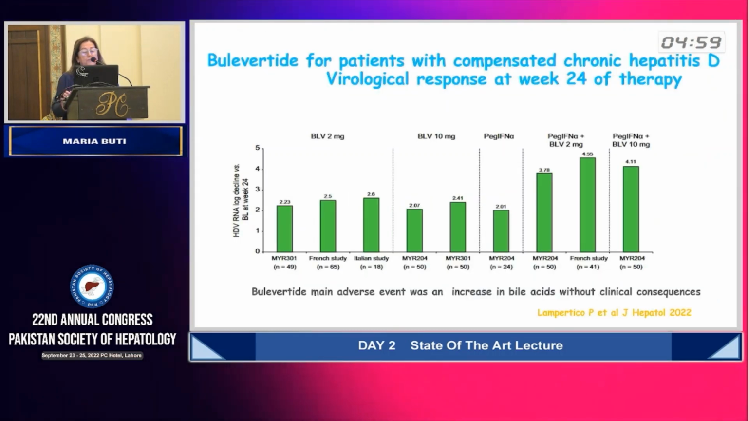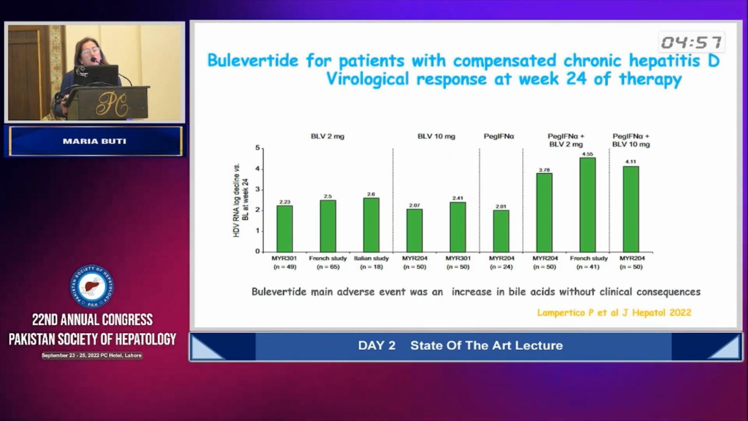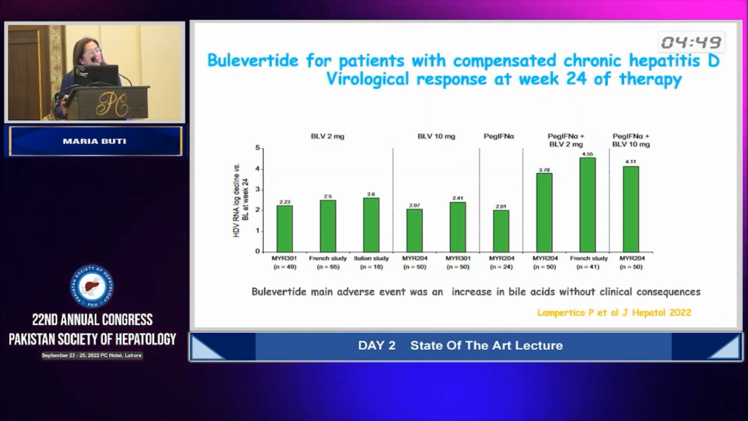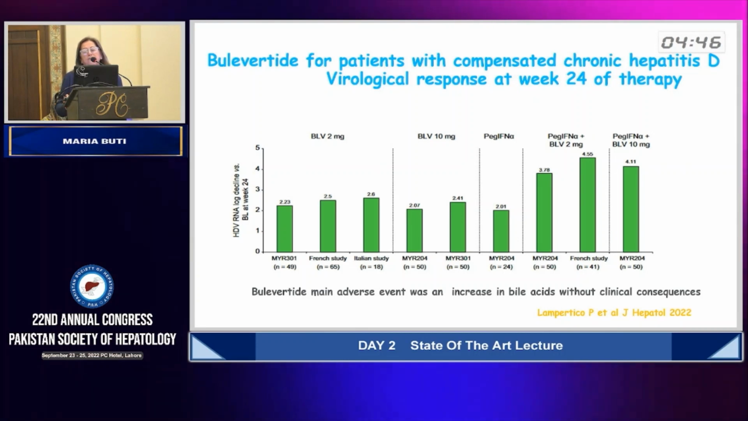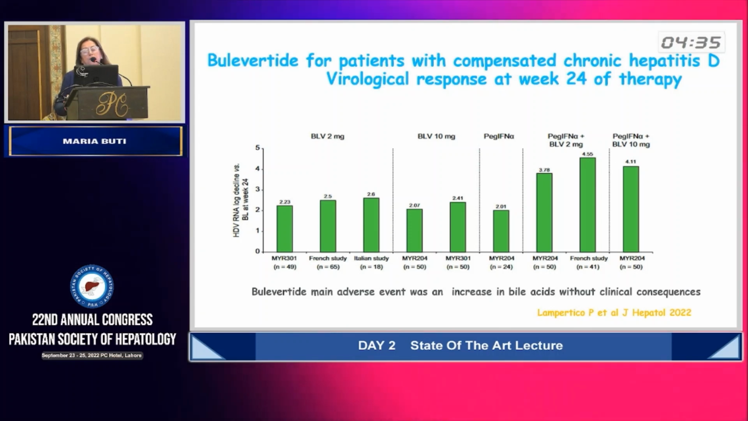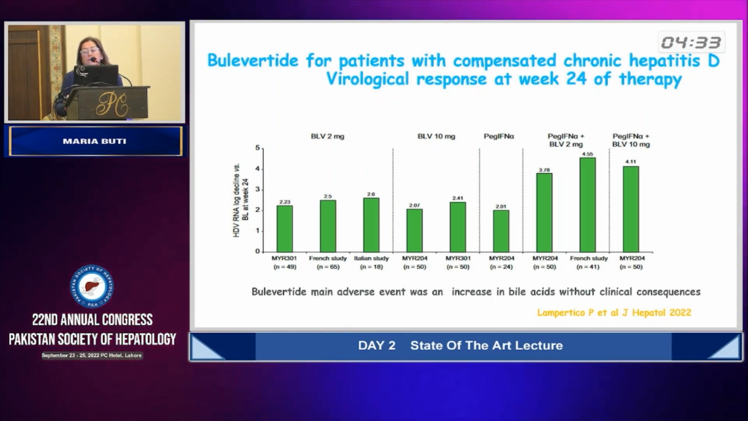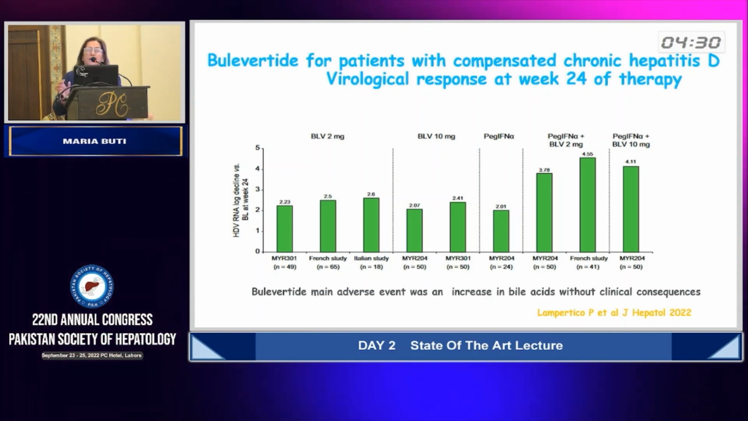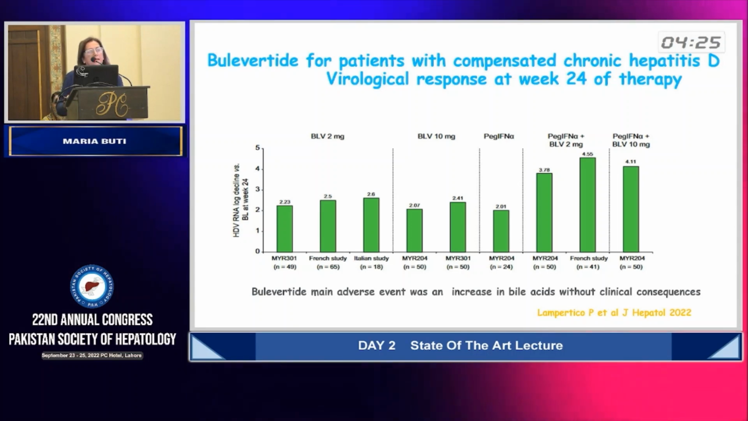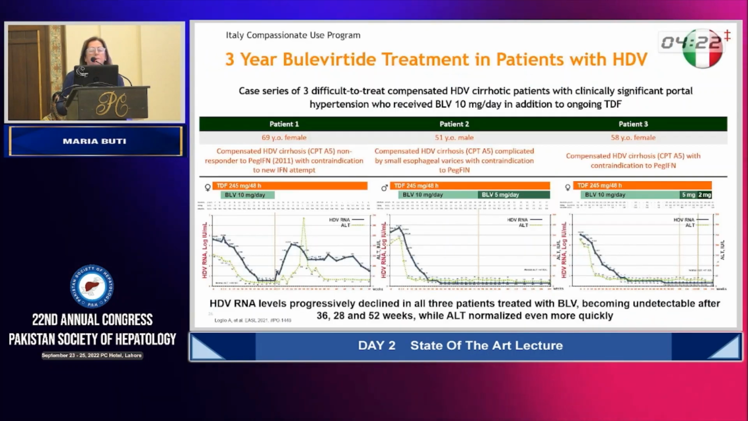And as I mentioned yesterday, now in Europe we are treating patients with this drug, with bulevirtide, and the results that we observe in the real life is very similar than those observed in the registration studies. Patients treated with 2 or 10 milligrams achieve a positive response in a lower proportion than in those patients treated with PEG interferon plus bulevirtide, but we cannot strictly compare these results because there are real-world results. There are not head-to-head studies.